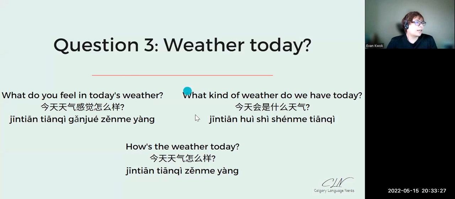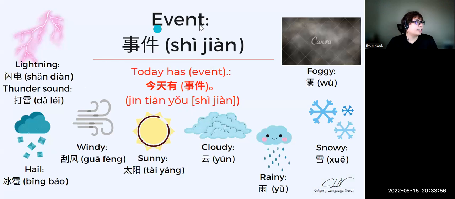And now we can talk about this part. What kind of weather do we have today? It's about what events are happening today in the weather. So 今天 is today. 会 is will. 是 is. 什么 is what. 天气 is the weather. So what kind of weather do we have today? 今天会是什么天气? So then we have the events.